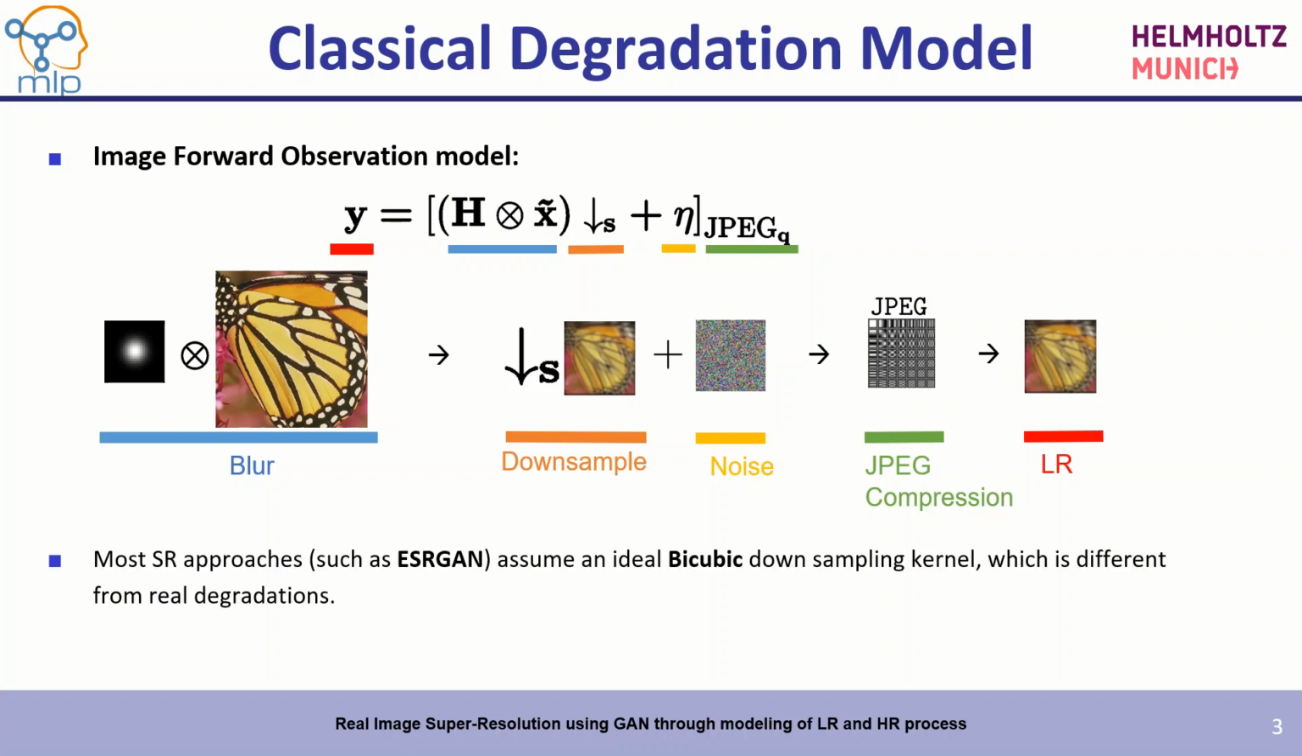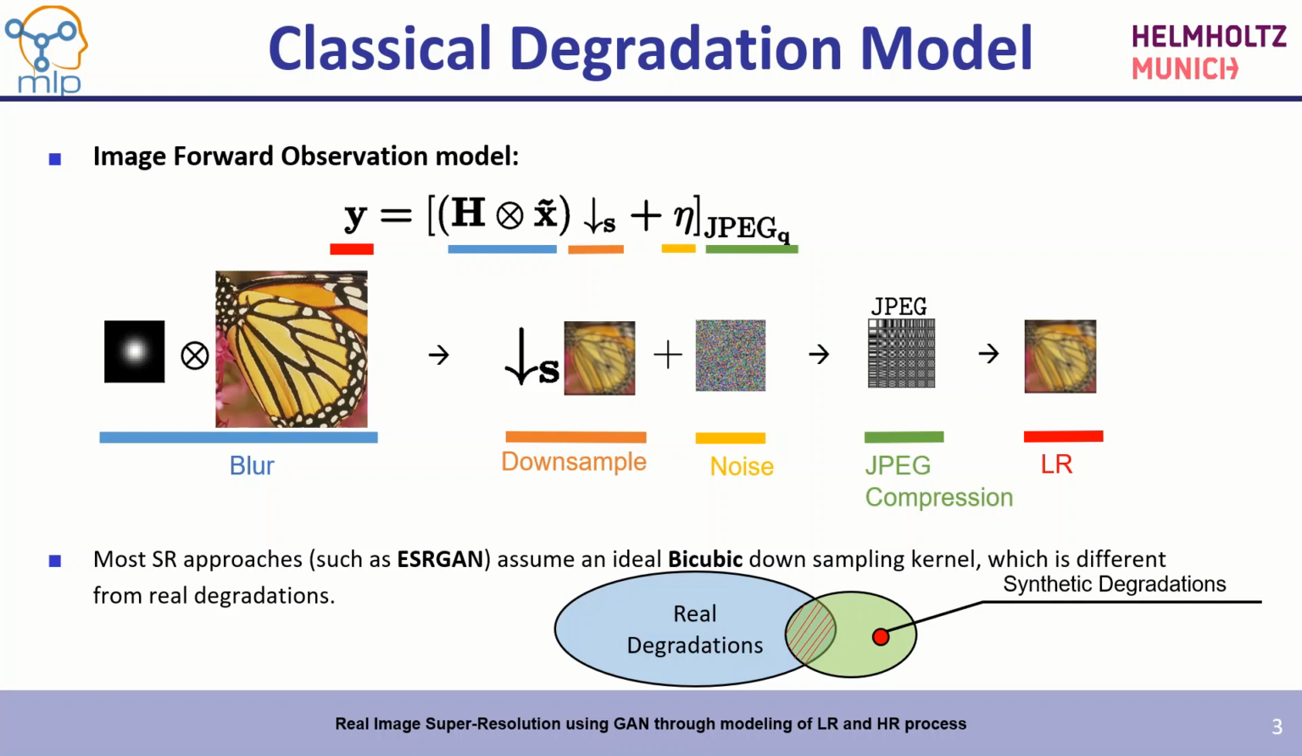Most SR approaches such as ESRGAN assume an ideal bicubic downsampling kernel, which is different from the real degradation. The synthetic degradations overlap only a small portion of the real degradations, where the real degradation space is much bigger than the synthetic one. Therefore, the existing SR approaches have limited performance for the complex degradation in the real world SR task.